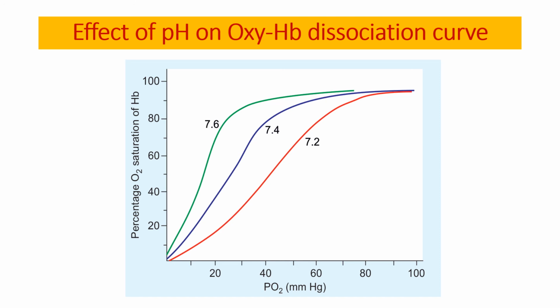You can see the change in the graph as you increase the pH. The graph is shifting to the right, and when you decrease the pH, no, opposite, other way around. When you are increasing the pH, the graph is shifting to the left. When you decrease the pH, the graph is shifting to the right.